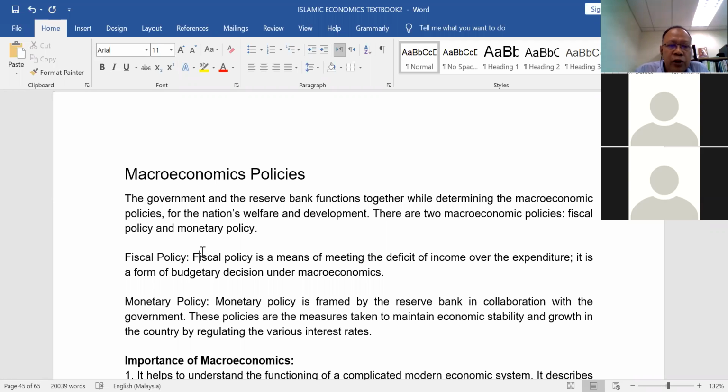Okay, and then we have monetary policy in conventional economics. We are talking about conventional economics now. So before we study the Islamic fiscal and Islamic monetary policy, I would like to review the conventional fiscal and monetary policy. So monetary policy is framed by the Reserve Bank, or in Malaysia we have Bank Negara Malaysia.